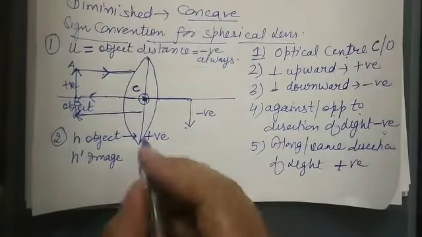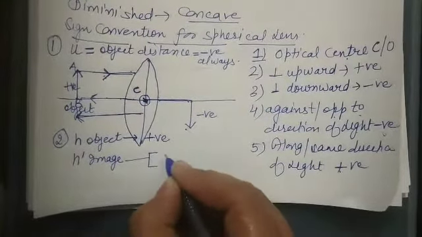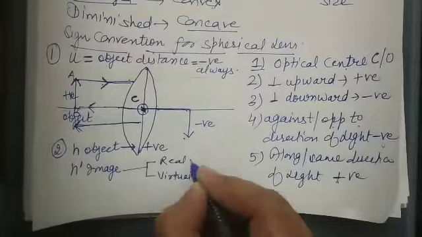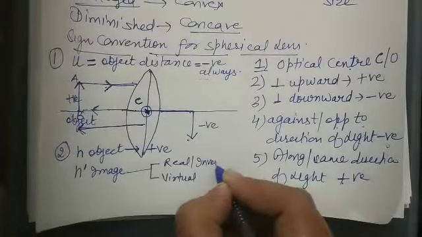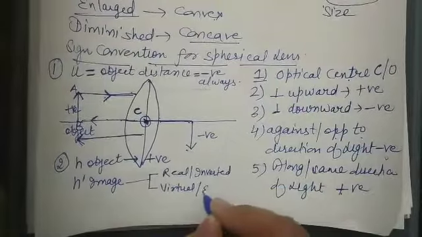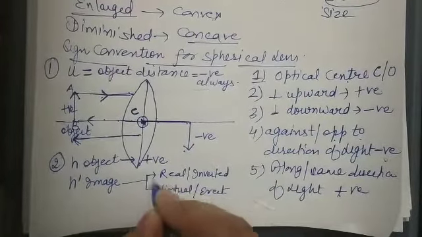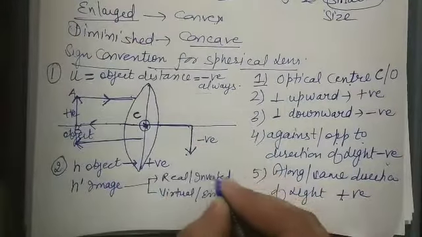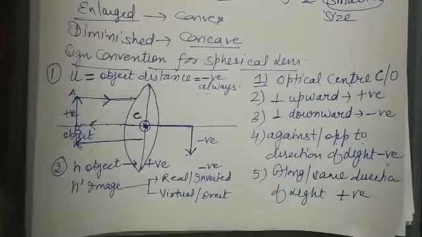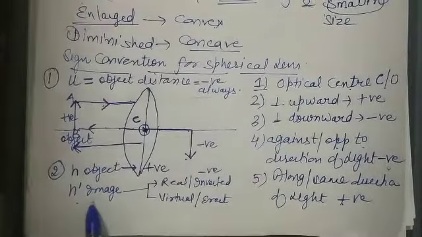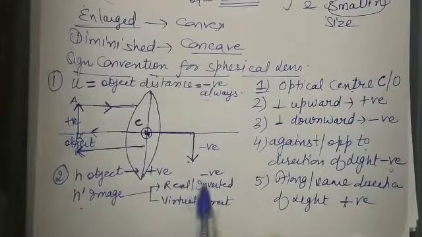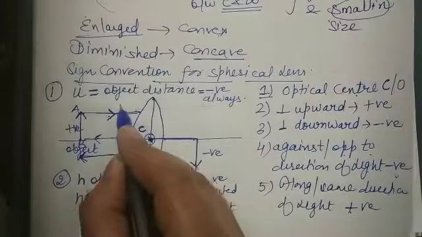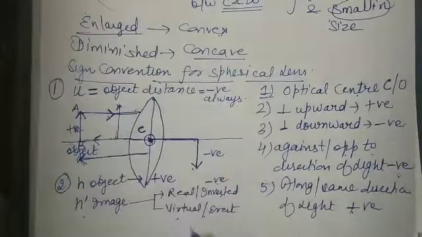But the image is of two types. It may be real, it may be virtual. If it is real, real is always inverted. If it is virtual, virtual is erect. As a real image is inverted, inverted means in the downward direction. Being downward, it will be negative. So the height of image for a real, inverted image will be negative. For virtual and erect, erect means perpendicular upward, it will be positive.